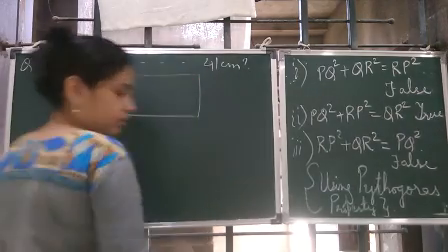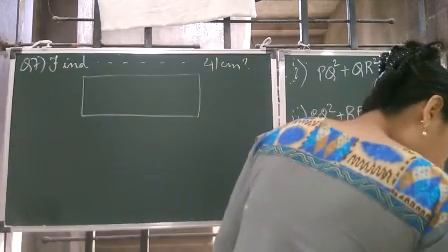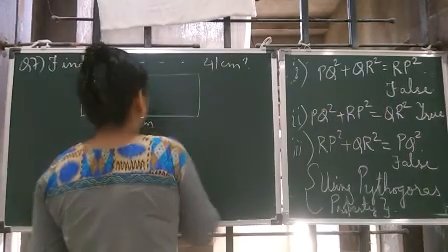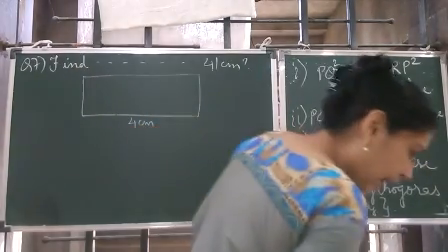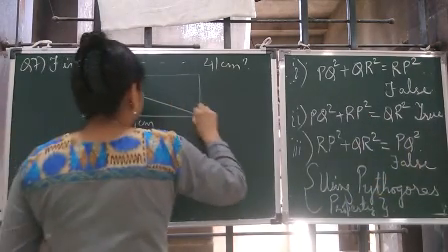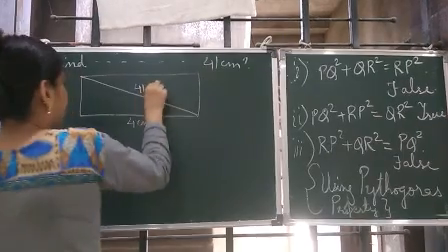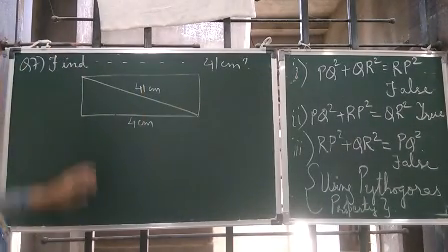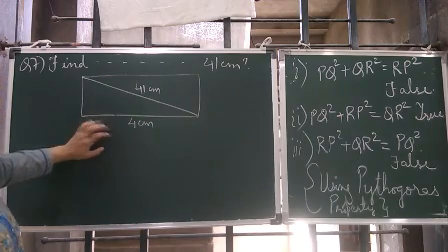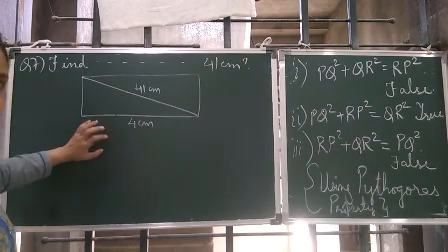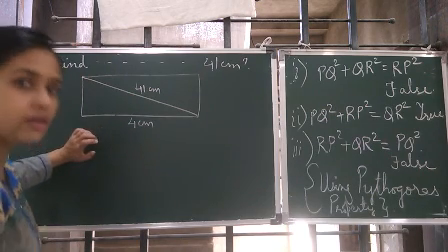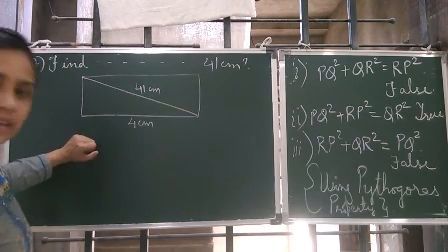It is a rectangle whose length is 40 cm. The length is the longer side and the diagonal is 41 cm. We have to find the perimeter. Perimeter means sum of all sides. Sum of all sides means length plus breadth plus length plus breadth, that is 2 length and 2 breadth. That is 2 into length plus breadth is the perimeter of the rectangle.